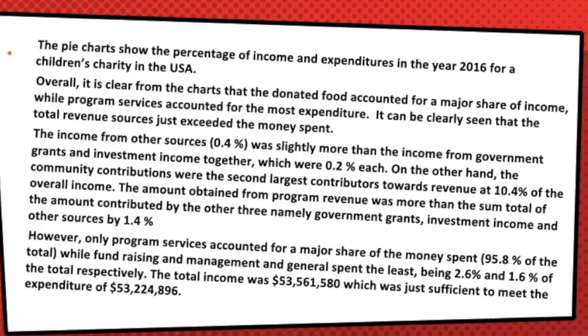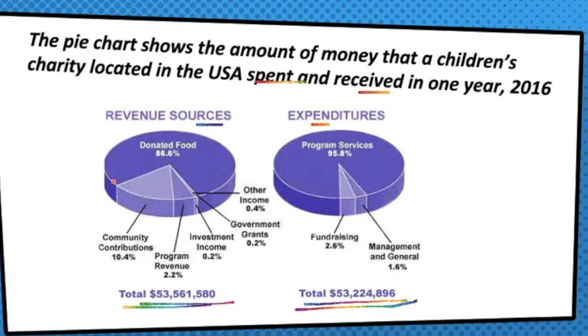So as we see the pie charts, because this is not a single pie chart, we'll say pie charts show the percentage of income and expenditures in the year 2016 for a children's charity in the US. Right, now we are going to write the overview. So overview, if we see, we can say that donated food is the highest contributor of revenue and the amount of expenditure incurred was the highest on program services.